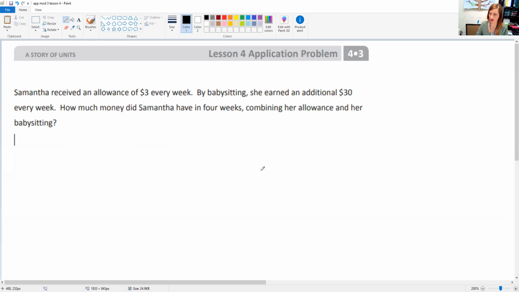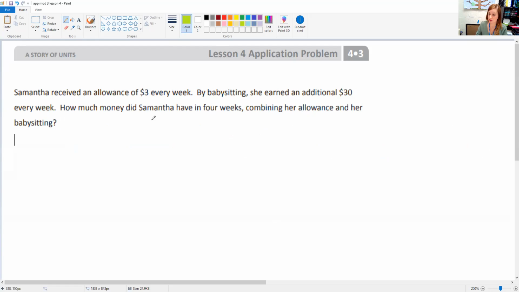Okay, so this is the application problem, which you should have in your workbook. It says Samantha received an allowance of $3 every week. By babysitting, she earned an additional $30 every week. How much money did Samantha have in 4 weeks, combining her allowance and her babysitting?